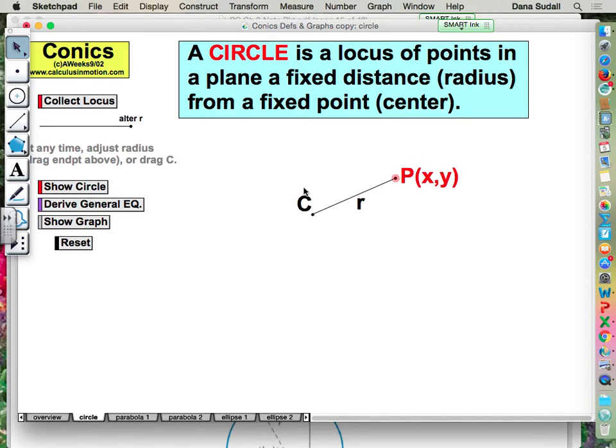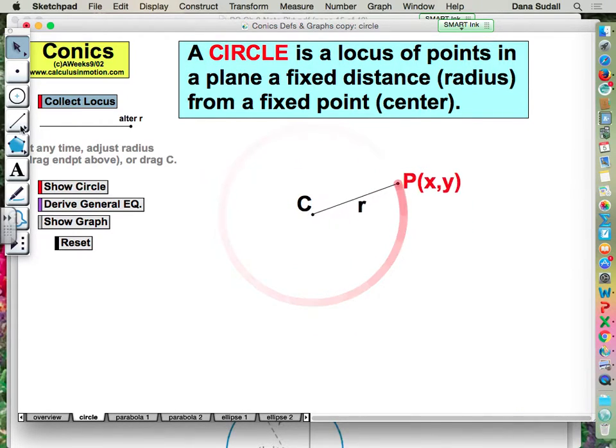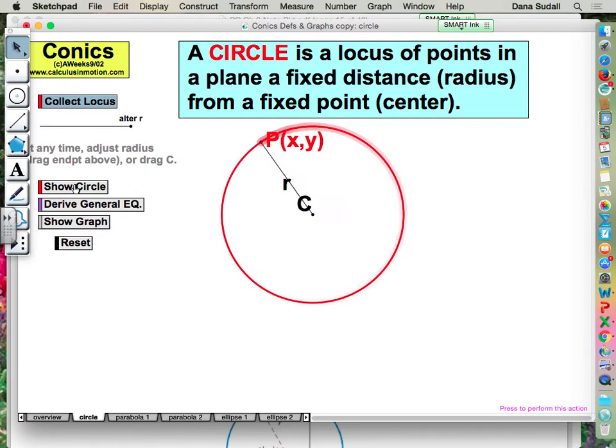So I start with this fixed point called the center. I have this one point over here, coordinates are some x value, some y value, and the distance between those two is called r, which we'll call the radius. So if I collect all of the points, which is called a locus of points, that are the same distance from the center, it forms this circle. You can show that circle as a solid set of points there.